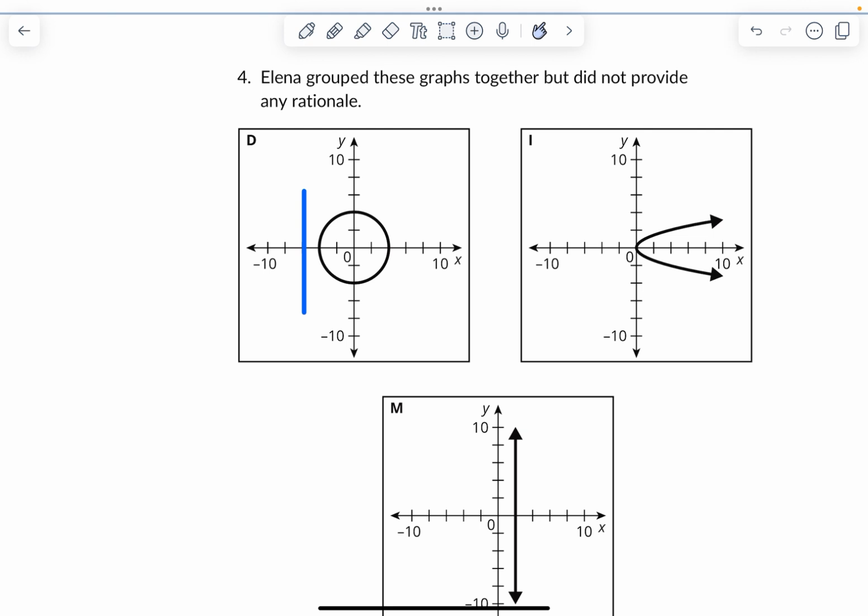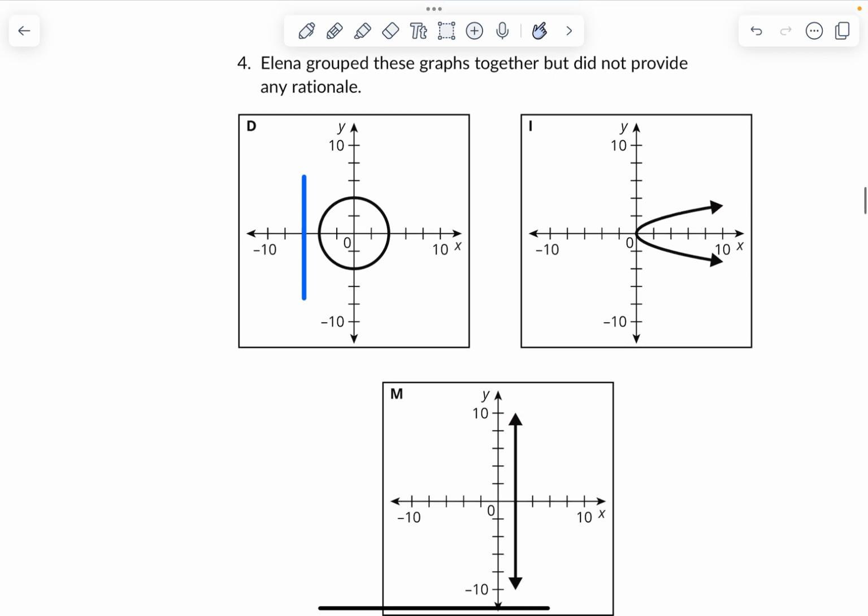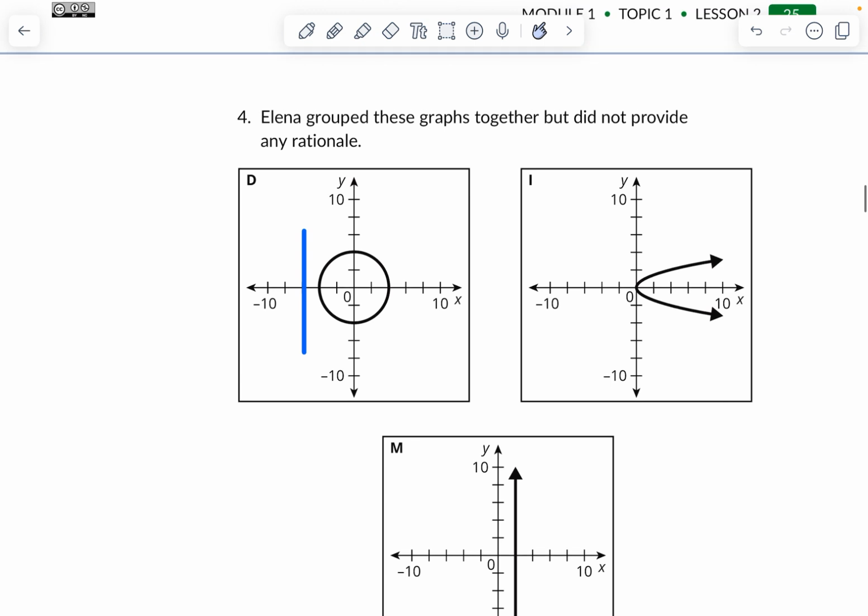Well, I thought I would be able to move that line. I'm supposed to be able to move that line, but I can't make it work. So instead, I'm going to draw it. So I'm going to draw myself a vertical line. Vertical, remember, means it's going up and down.